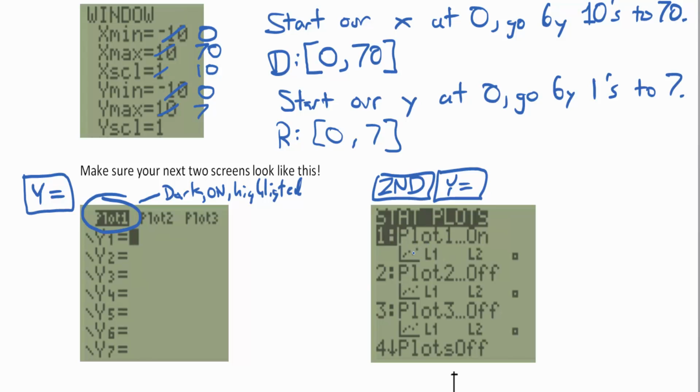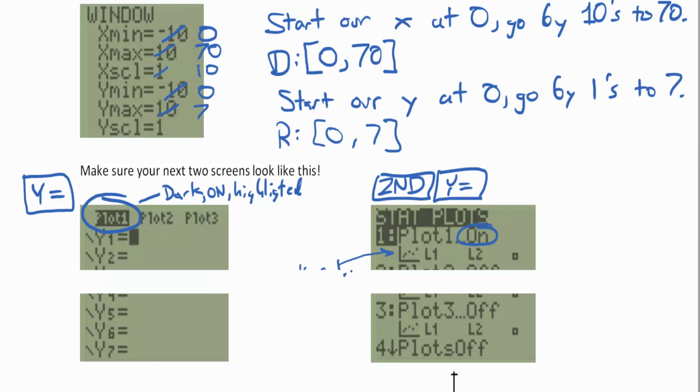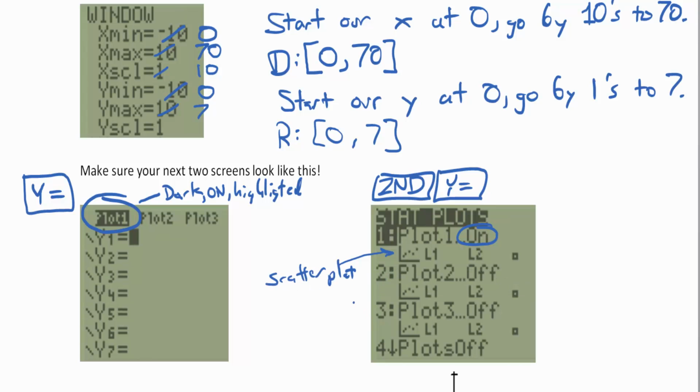If you get the problem right with the second y equals, you notice that this is on. This is good because this on represents this turning dark, or on, or highlighted, or black. This is all good, right? You have these on. Also, this picture should look like a scatter plot. The only reason why it wouldn't look like a scatter plot is if someone messed with your calculator. Now you'll notice that these are off. We don't need these on. We're only going to look at one series of scatter plots at a time.